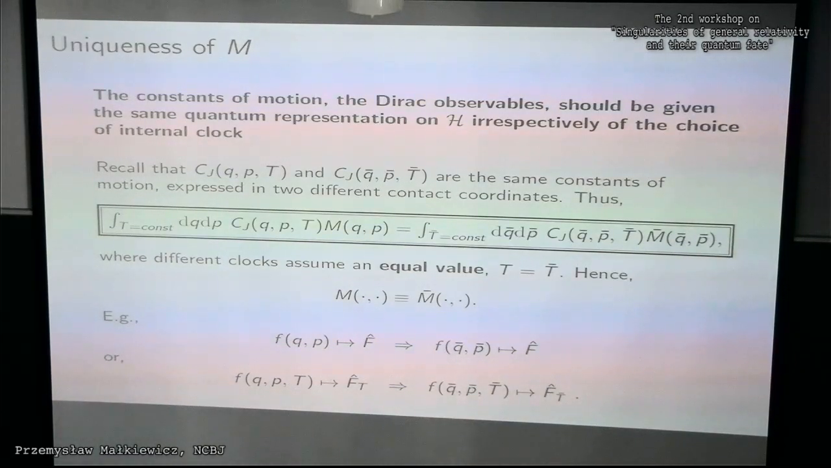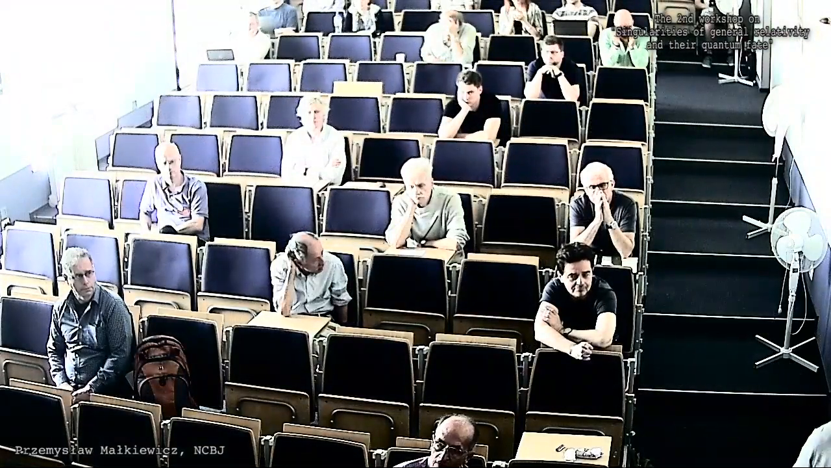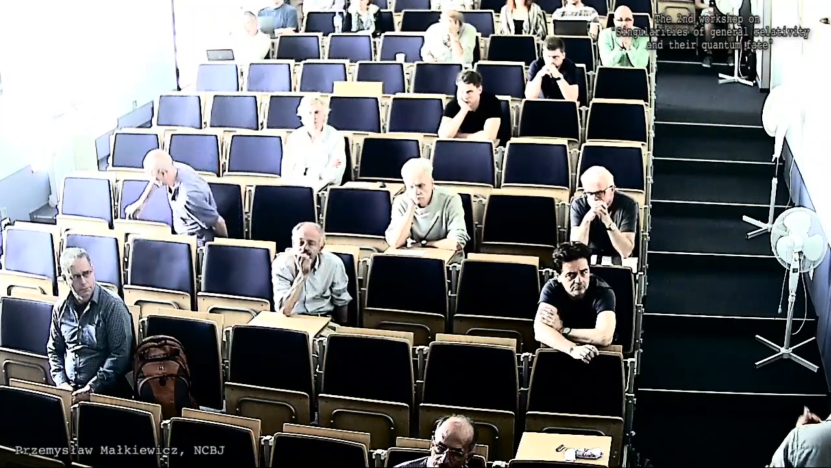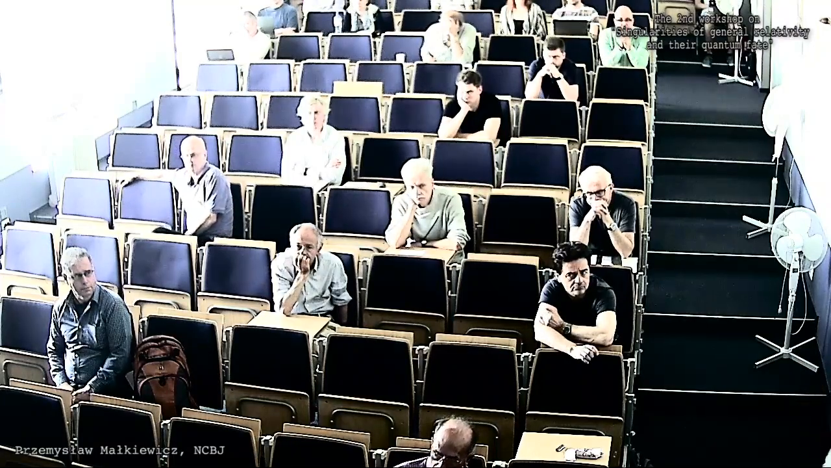So, if something is a Dirac observable, it will be mapped to the same operator. Remember, everything happens on a unique Hilbert space. But it is not enough to get unitary equivalence between Hamiltonians, for example. The Hamiltonian is just one Dirac observable, one constant of motion, but there are more. The theories, the full sets of observables, won't be unitary equivalent. But if you are working with some observable which is not a constant of motion, it will generally be mapped to a different operator in different clocks.